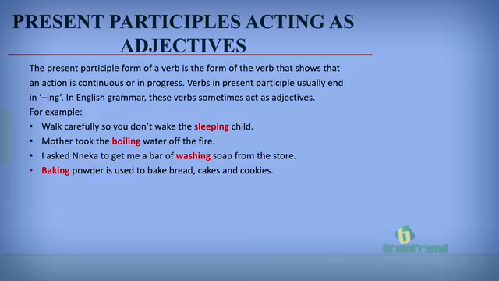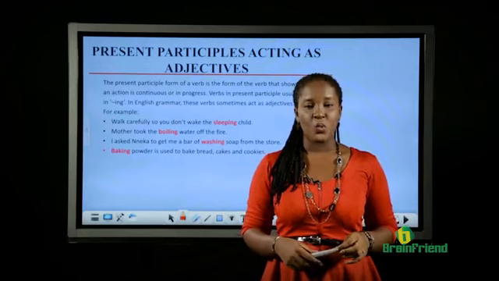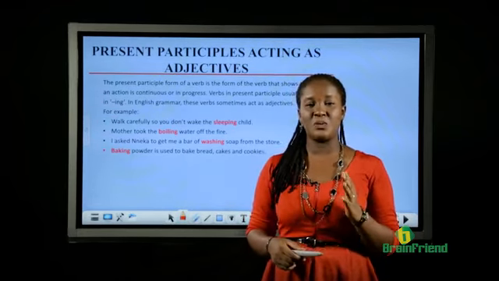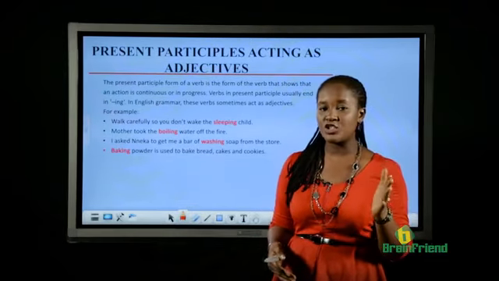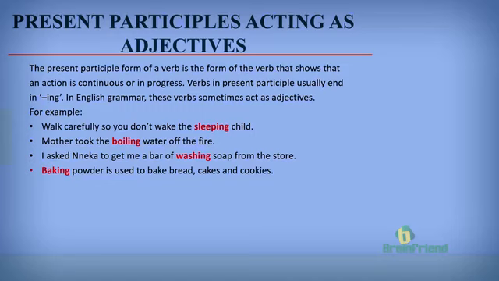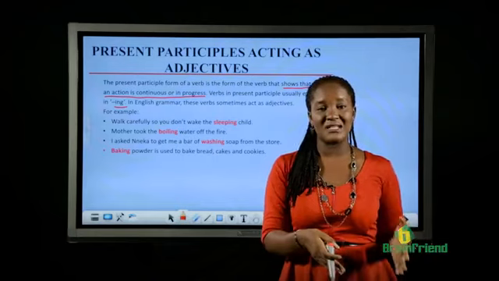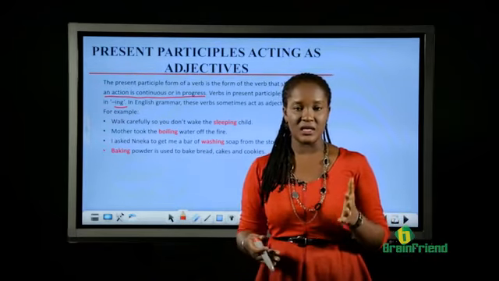Another component of the sentence is the present participle, which acts as an adjective. What is a present participle? The present participle form of a verb is the form of a verb which shows that an action is continuous or in progress. So we've defined the present participle as the form of a verb that shows that an action is continuous or in progress. Verbs in present participle usually end in ing, and most times these present participle verbs act as adjectives in sentences.